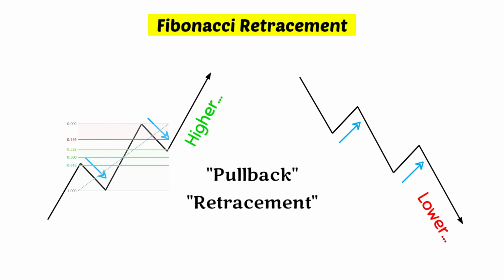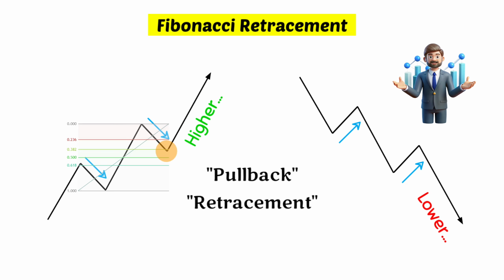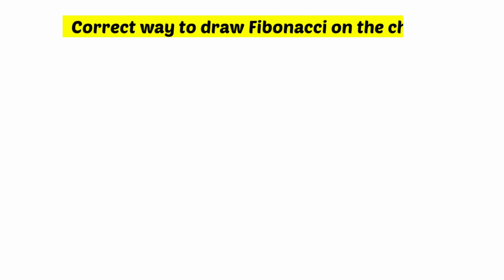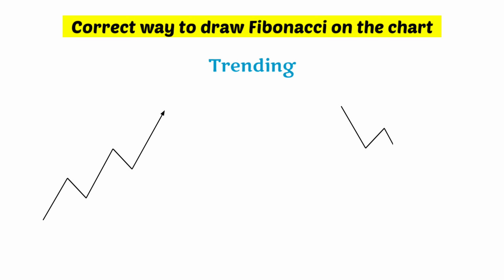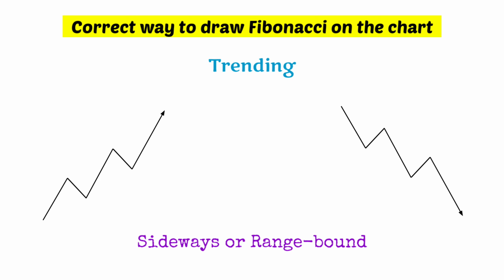Fibonacci helps us identify the areas where these pullbacks are most likely to end and where the original trend has a higher chance of continuing. That's why professional traders don't use Fibonacci to trade against the trend. Instead, they use it to find better entries in the direction of the existing trend. Now let's understand the correct way to draw Fibonacci on the chart. Fibonacci should only be used when the market is clearly trending, either in an uptrend or a downtrend. One important rule to remember is that you should never use Fibonacci in a sideways or range-bound market.